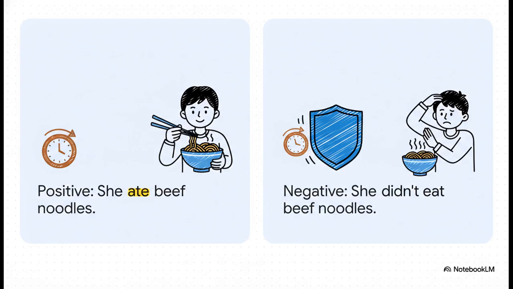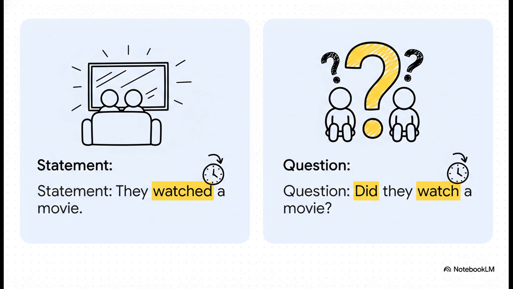See what happened there? Here's the most important part. Once didn't is in the sentence, the main verb ate goes back to its original form, eat. Why? Because didn't is already doing all the past tense work for us. And it's the exact same thing with questions. The statement is, they watched a movie. To flip that into a question, we just pop our helper did right at the very beginning. Did they watch a movie? And look, the main verb goes right back to its original form, watch. Again, did is handling the past tense, so watch doesn't have to.